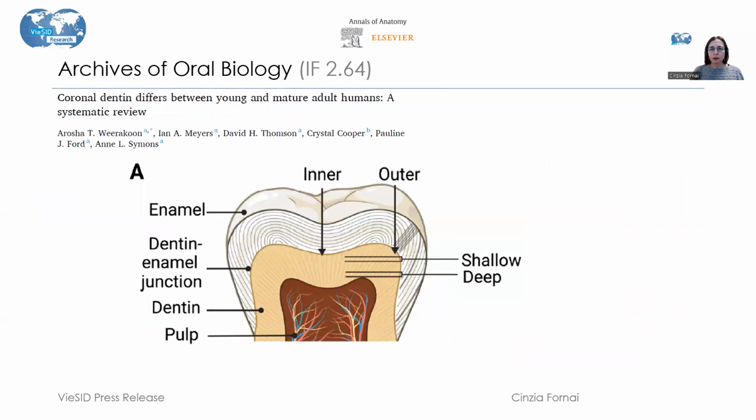In the archives of oral biology, Wirakun et al. published a review on the aging of the coronal dentin and the related changes in mechanical properties. With respect to bone, dentin has a limited ability to remodel or repair. And to understand the mechanical properties of dentin, it is necessary to appreciate its collagen and apatite organization.